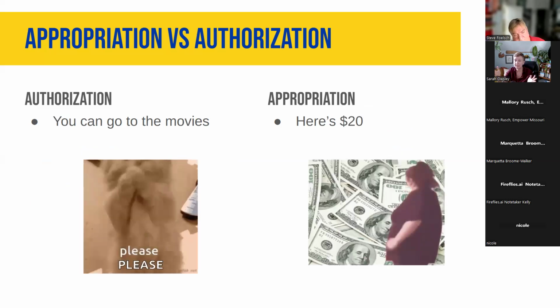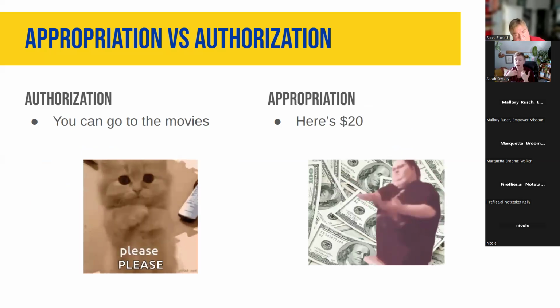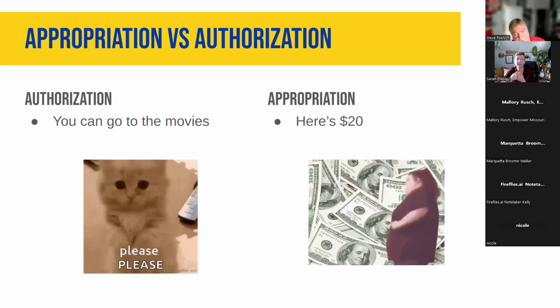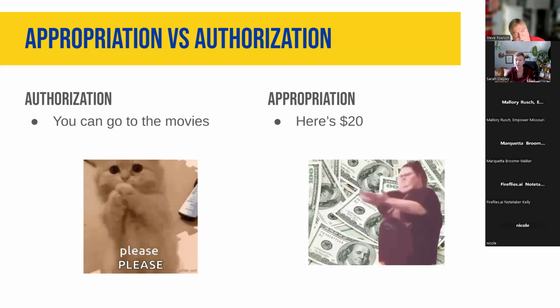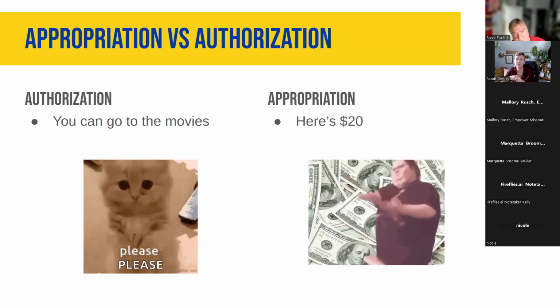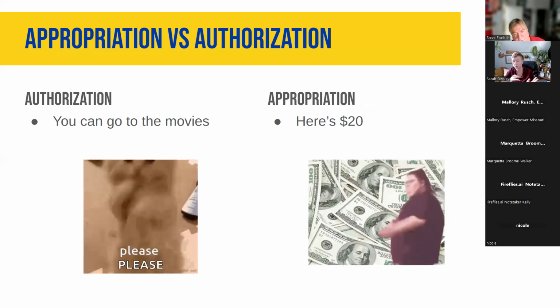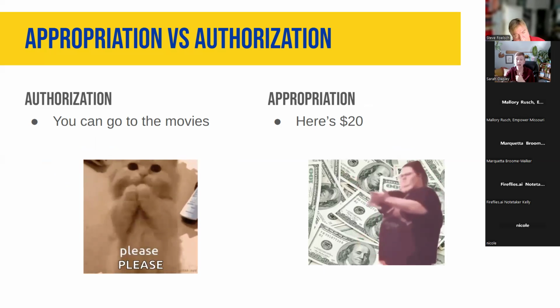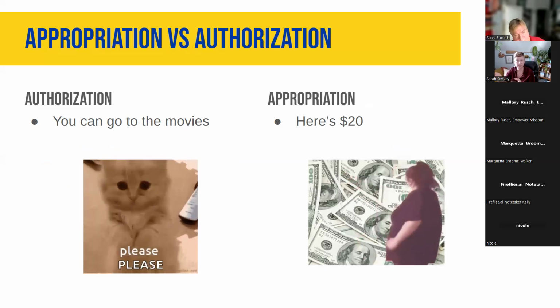So the easy way I think about it is authorization is when my kids come to me and they say, can I go to the movies with some friends? Right. And I say, yeah, you can go to the movies. That's authorization. This is, yes, you can do this thing. Yes, you have this program. Yes, this is a thing you have to do or could do. Right. Whereas appropriation is like, not only can you go, but here's $20 to pay for your ticket.